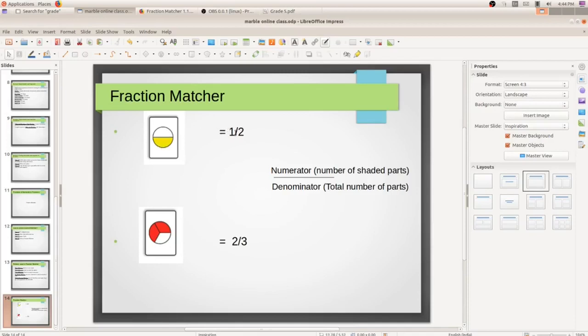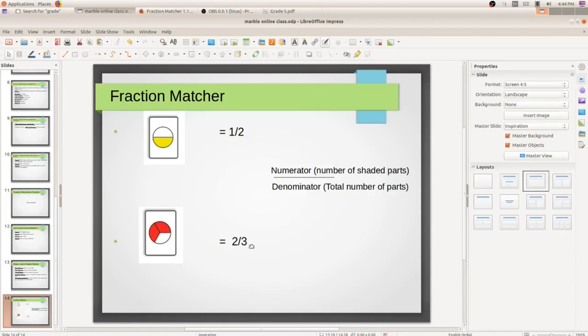That means 1 means one part is shaded out of total 2 parts. So I have written here: numerator means number of shaded parts, denominator means total number of parts. For this picture, how many total parts? 3 parts. Out of these 3 parts, how many parts are shaded with the red color? 1, 2. So the answer is 2 by 3.